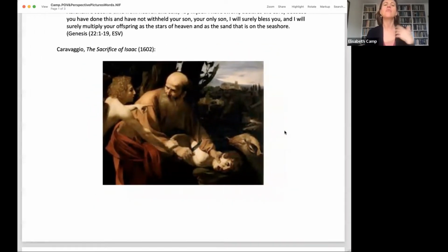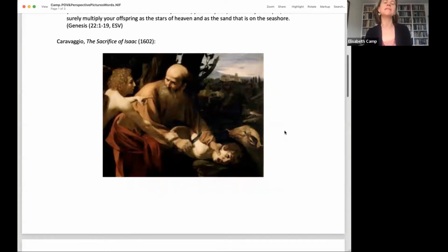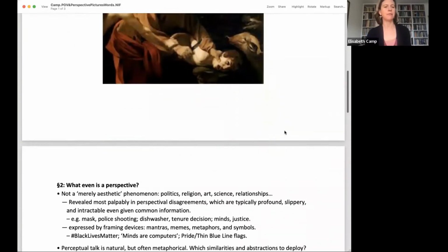So I'm going to want to think about how these different artworks, despite representing what is in some sense the same scene, invite different kinds of imagination and different correlative responses. How can we think about how that happens?